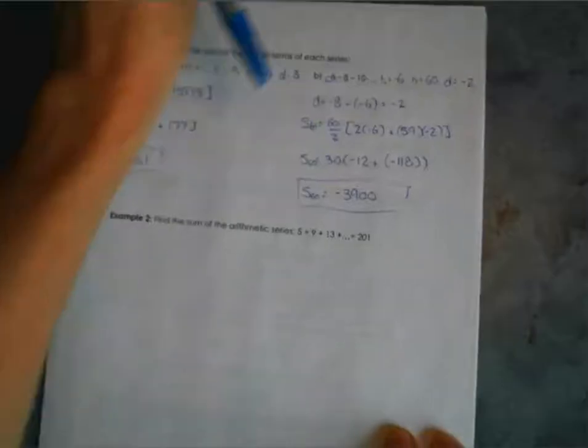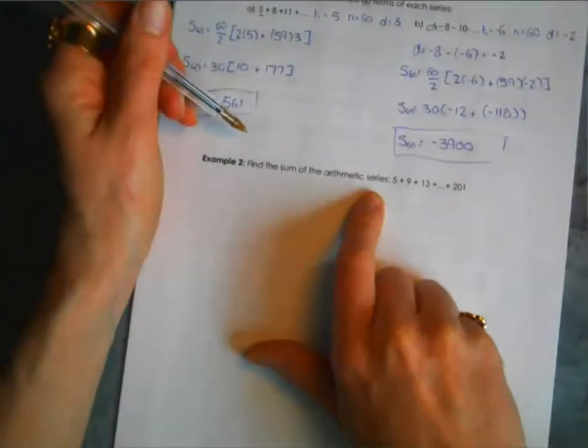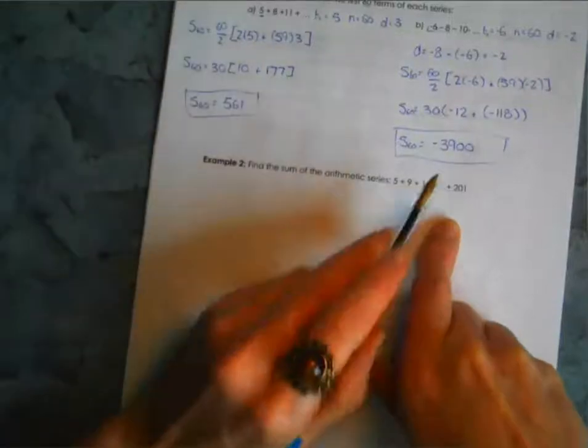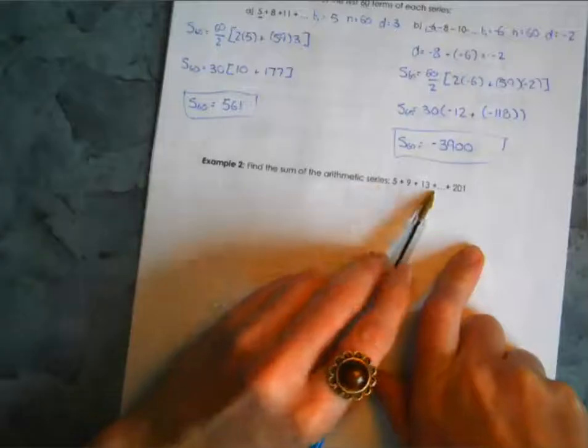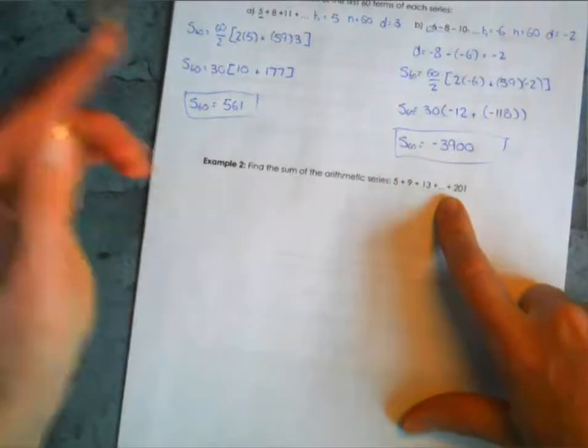Okay, all right, let's try a different one. Find the sum of the arithmetic series, and this is what we're given. In this case, we're given the last number, but we don't know the number of terms, right? It doesn't tell us. We just have that ellipsis in there. So let's start picking out variables.